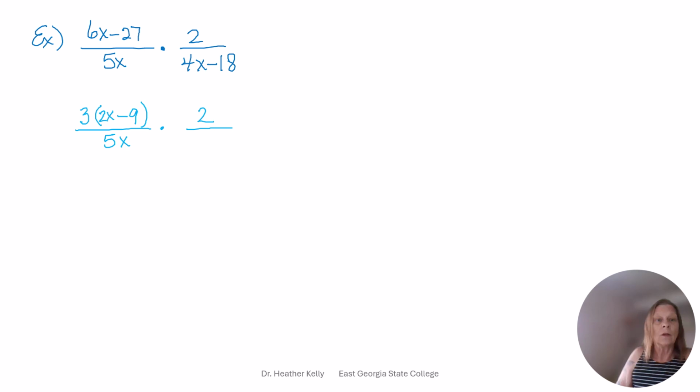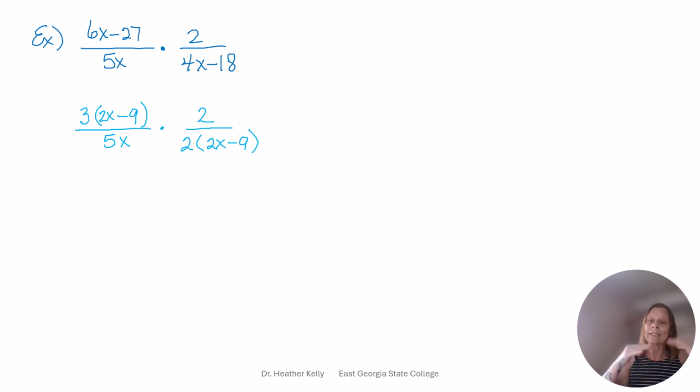And then here, the 4x minus 18, we can take a 2 out of there, and we're left with a 2x minus 9 as well. Now, when we go to cancel here, we can cancel when they're on top of each other, but we can also cancel when they're kitty corner.